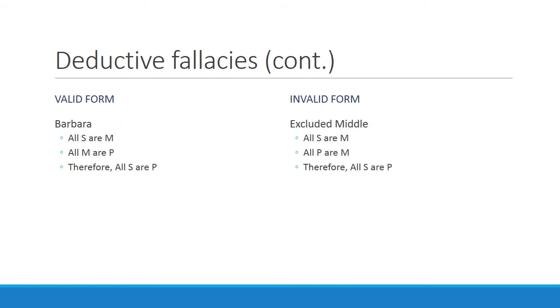Last, let's look at Barbara and what can go wrong with Barbara. Here is an invalid form called an excluded middle. All that means is that the middle term is not linked up tightly enough to guarantee the truth of the conclusion. In Barbara, over on the left, we said Socrates is human. All humans are mortal, therefore Socrates is mortal, and that worked for us just fine. But look at the one over on the right.